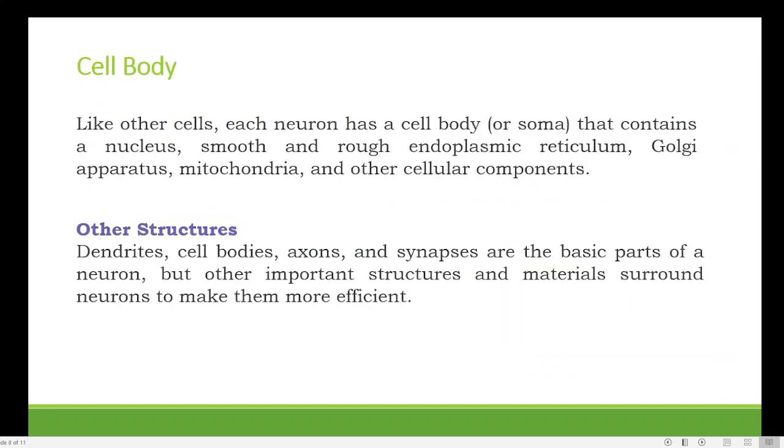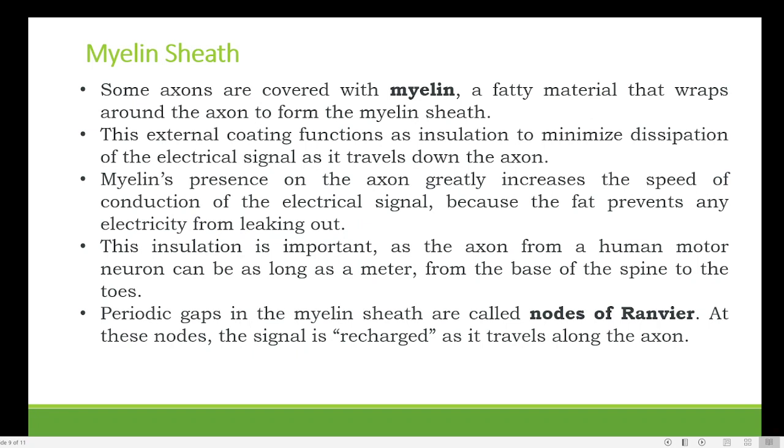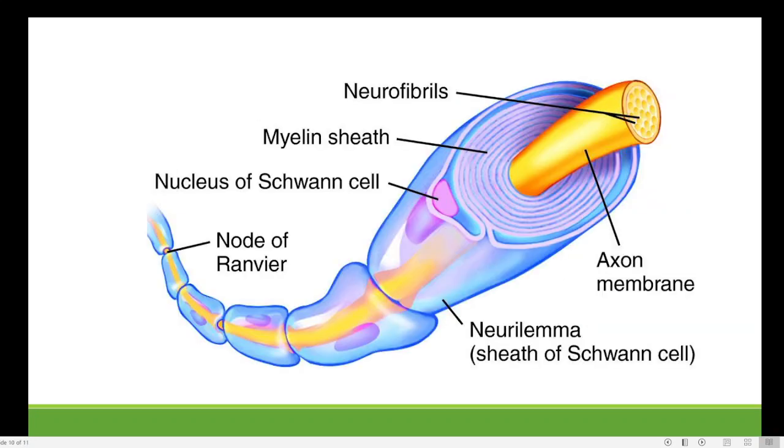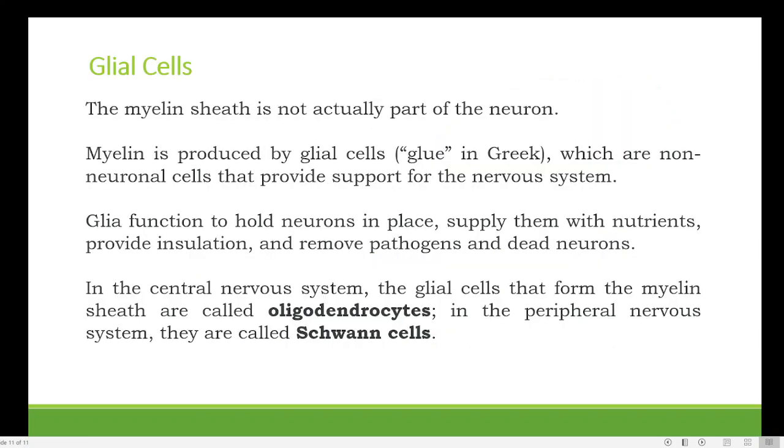So that is one peculiarity of the axon. Axons are provided with nodes of Ranvier, and it increases the speed of conduction. That is another advantage of nodes of Ranvier. Here you can also see the neurolemma, or sheath of Schwann cells. This myelin sheath is actually produced by a type of cell known by the name Schwann cell.